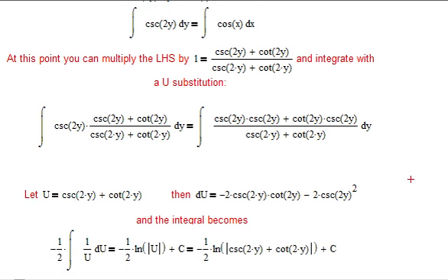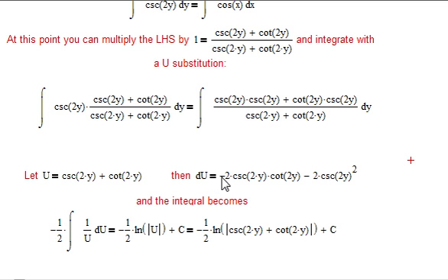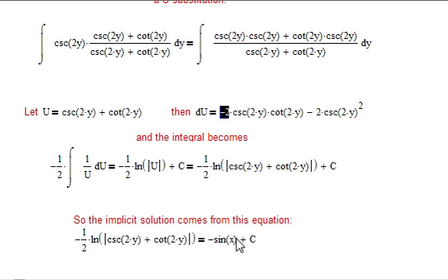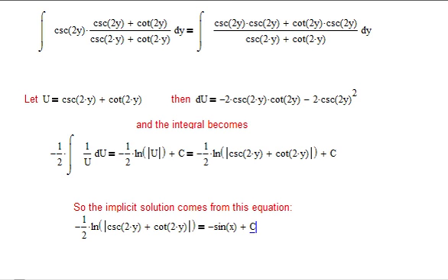Anyway, then the integral becomes negative a half, that's from this negative 2, du over u, negative a half ln of u, plus c, which is negative a half ln of cosecant of 2y plus cotangent of 2y in absolute value, plus c, and now we've got somewhere. So I just stuck the c over on the right side with the integral of cosine, which was negative sine, plus c, and now we have some kind of implicit solution.